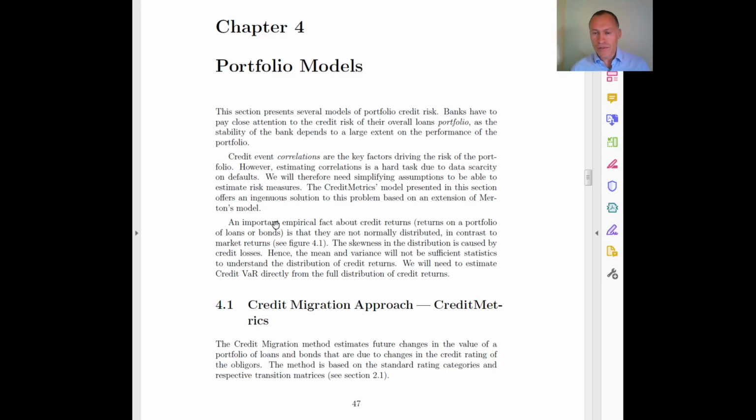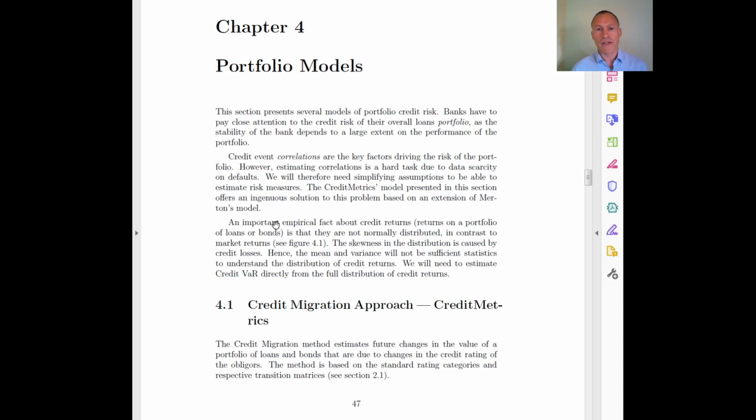Hello. In this video, we are going to look at portfolio models. That is, at models that are going to measure the credit risk of a portfolio of loans or bonds. This is obviously very important for banks that typically have large portfolios of loans, and the stability of the bank depends on the performance of that portfolio.